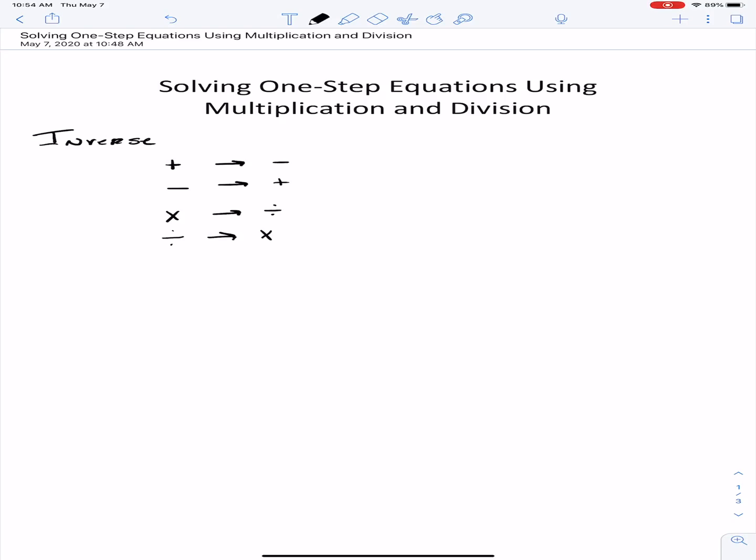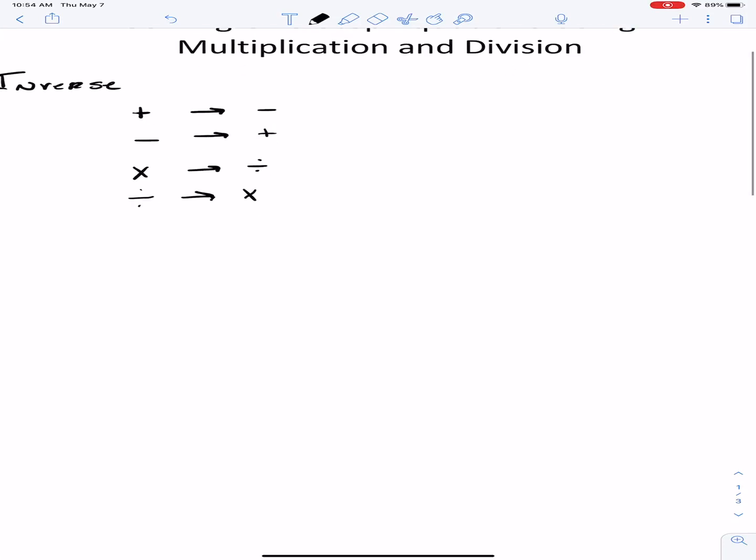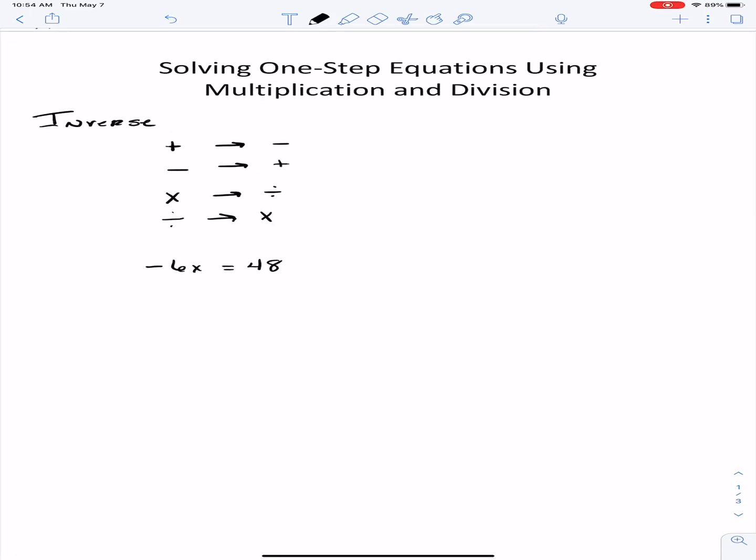So, our very first problem that we're going to deal with is negative 6x equals 48. Now, if you remember from our video on variables, whenever we have a variable beside a number, that means multiplication. Okay, so the default for one-step equations and variables would be multiplication. So in this example, negative 6 times some number equals 48.